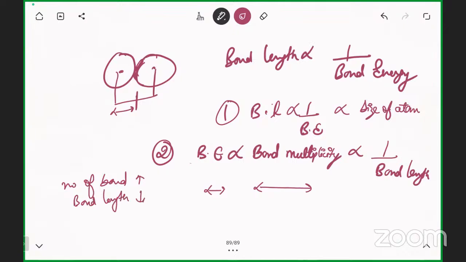Remember this thing. Bond multiplicity means the number of bonds will be more: single bond, double bond, triple bond, just like this. So if the number of bonds is more, the bond length will be shorter. And just tell me, if bond length is short, then to break that particular bond, do you require more energy or less energy? More energy. So it means bond energy will be more. Clear? Two things. Yes, sir.